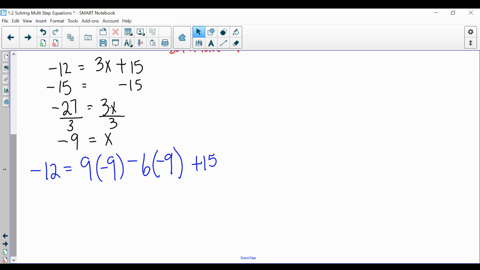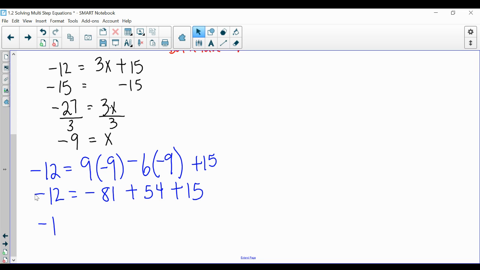Just need more space. So this is negative 12, this is a negative 81. This is a positive, negative, negative, multiplying it together. This is a multiplication problem because of the parentheses, is a 54, and then plus 15.